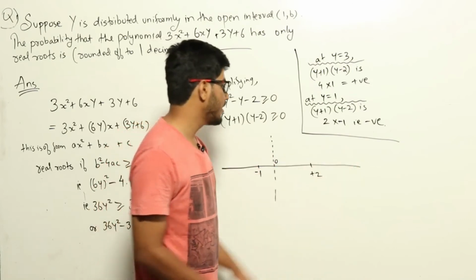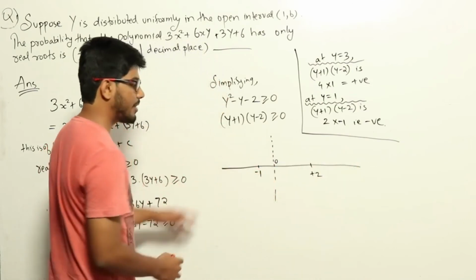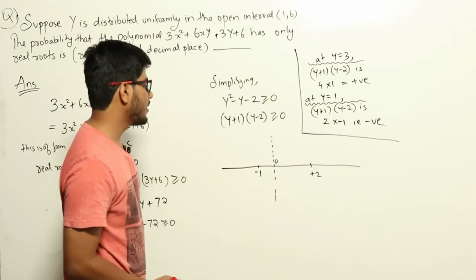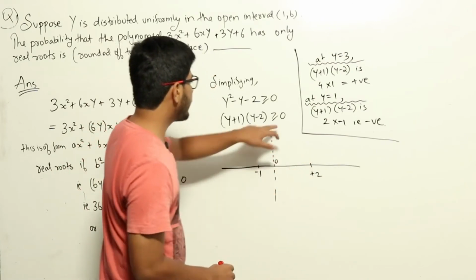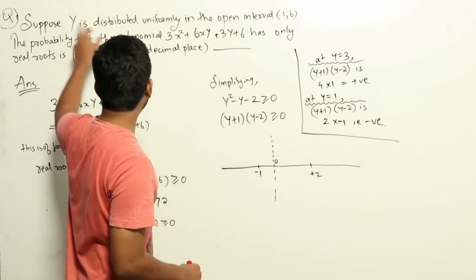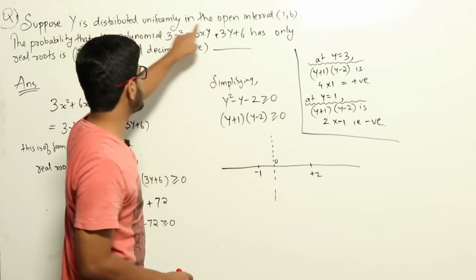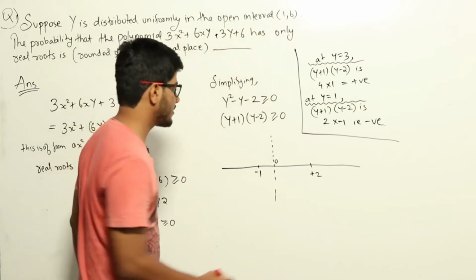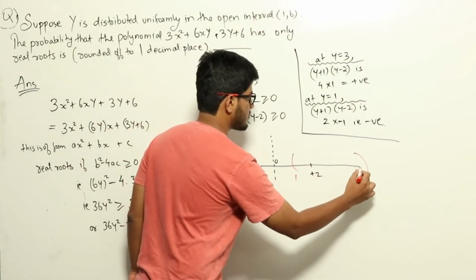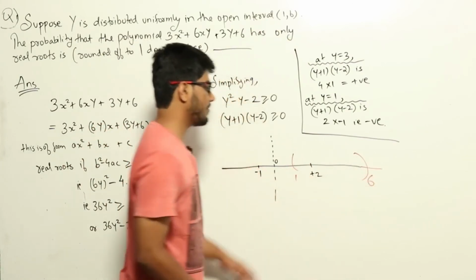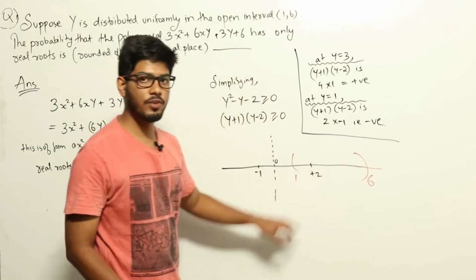It won't be both. Similarly, for less than minus 1 also, it will be either positive or negative only. Now we'll find out what the values are here. Before that, in the question it is given that y is distributed uniformly in the open interval 1 to 6 only. So in this open interval 1 to 6 only, we are worried what value y will take.